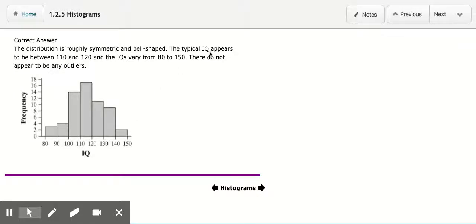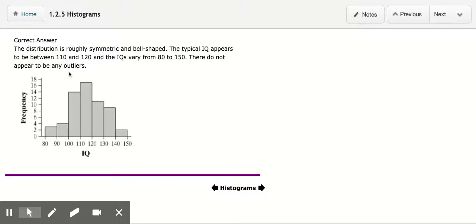Then they said typical IQ appears between 110 and 120. So this is where we think it falls. That would be your center. So the first part was shape. This was center. The IQs vary from a low of 80 to a high of 150. That is your spread.